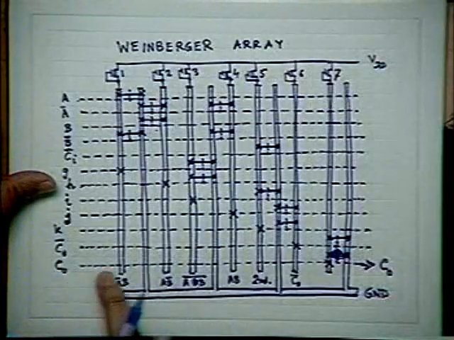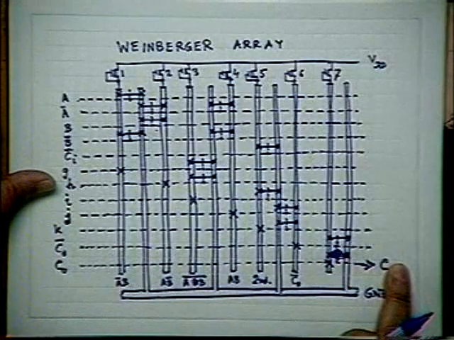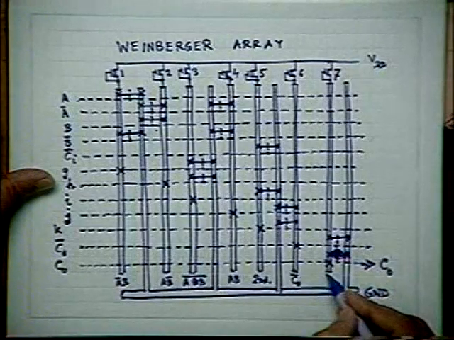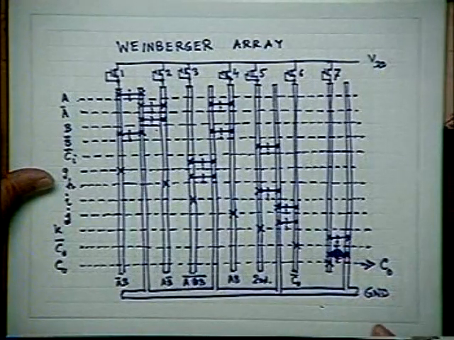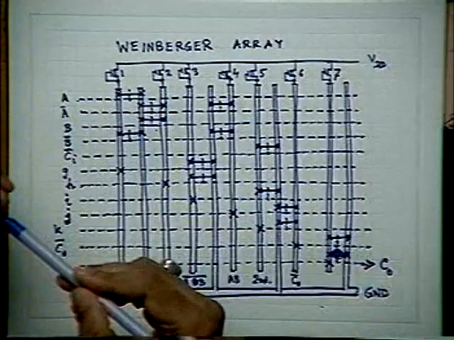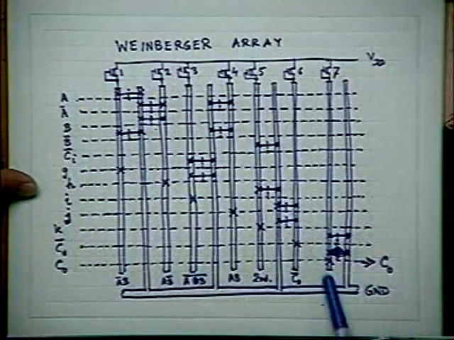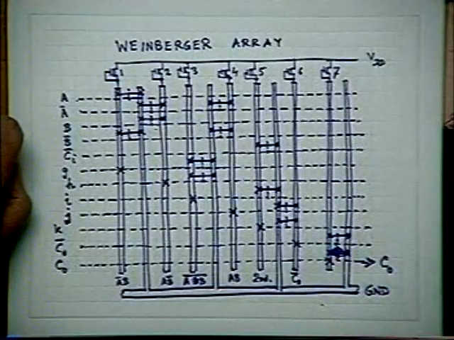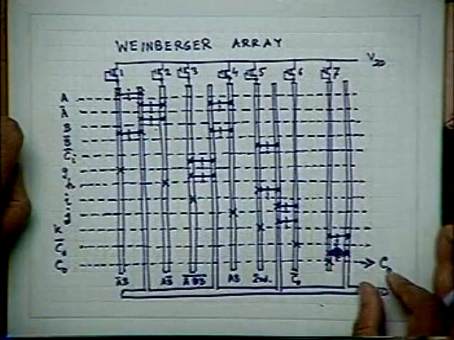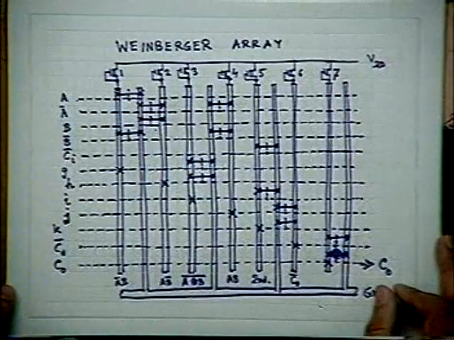Or, I'm sorry, there is no need of drawing this poly line. This metal line could be taken out as the output. Yeah, you are right, I'm sorry. There is no need of drawing this CO line. This metal line itself would have given you the CO output. So you see that you can compare now. I can give the problem to you.